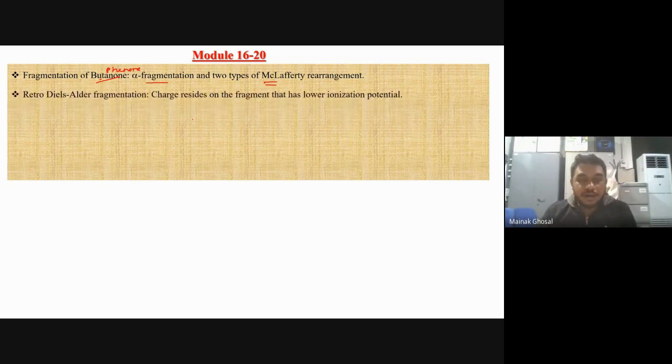Now, retro-Diels-Alder fragmentation is just the opposite of the Diels-Alder reaction, which you have done. In the retro-Diels-Alder reaction, the six-membered ring is broken and we get 4 plus 2 fragments back. Then we see where the charge should reside. The same rule, Stevenson's rule, applies here: the charge will reside on the fragment that has lower ionization potential.